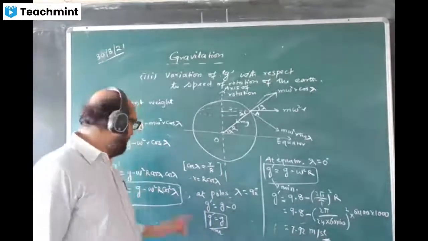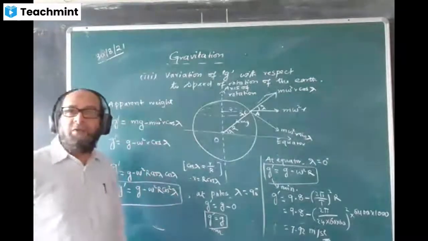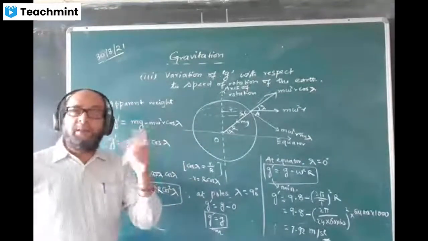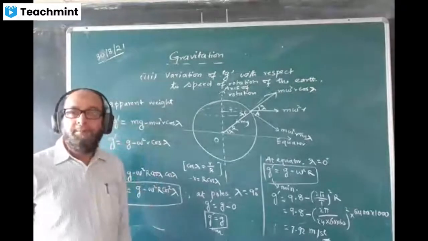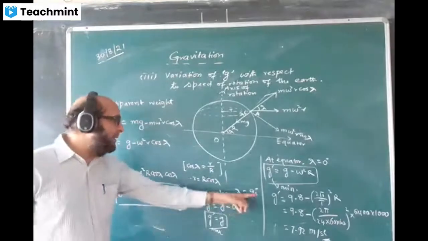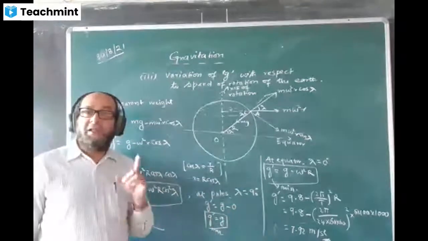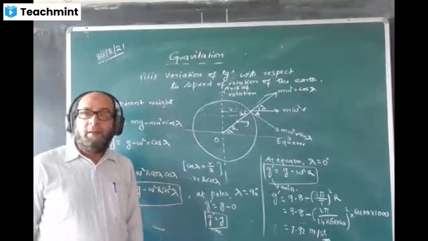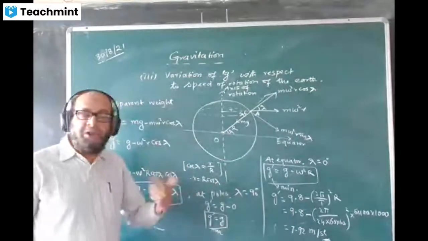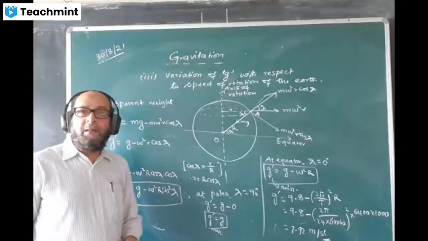Otherwise, when the speed of rotation of the earth increases, what happens to the value of G? We say the value of G decreases. But except at the poles, no variation takes place at the poles. That also we have to mention. No matter how much speed we have at the poles, because lambda is 90 degrees, this entire portion value becomes 0 and G dash value becomes G. That is, no variation takes place at the poles. Variation takes place at other points and it decreases with increasing speed of rotation of the earth, but no variation takes place at the poles.